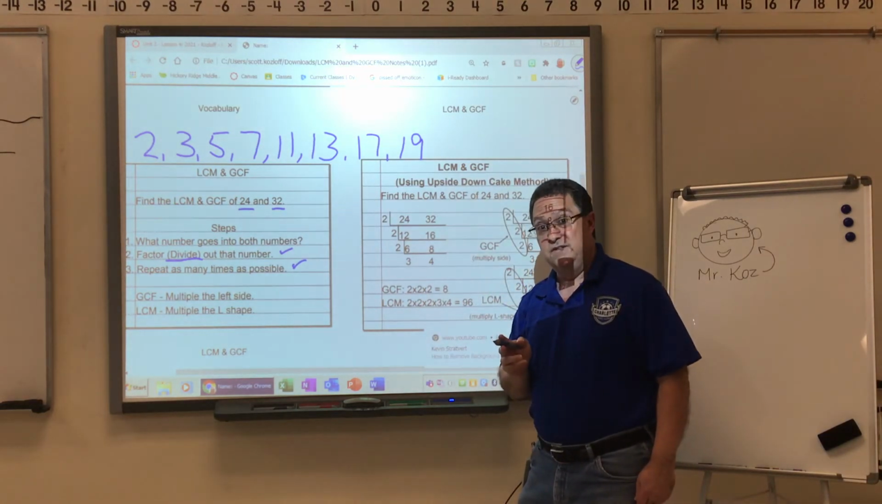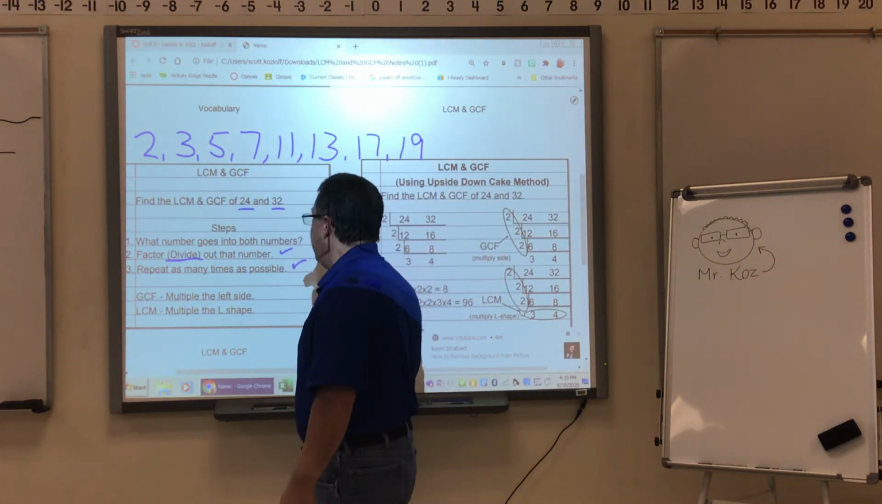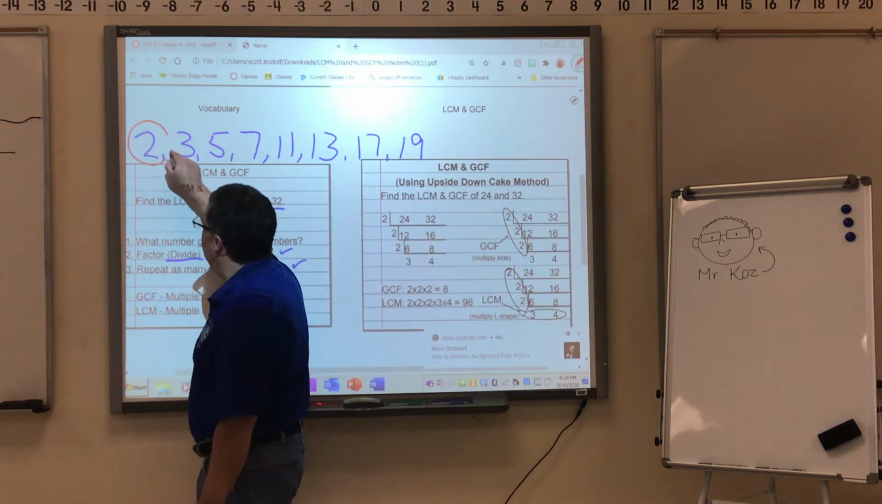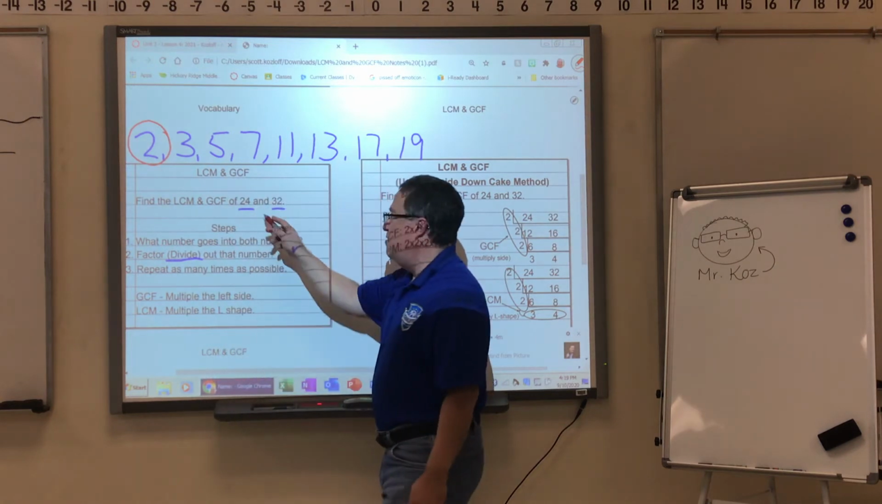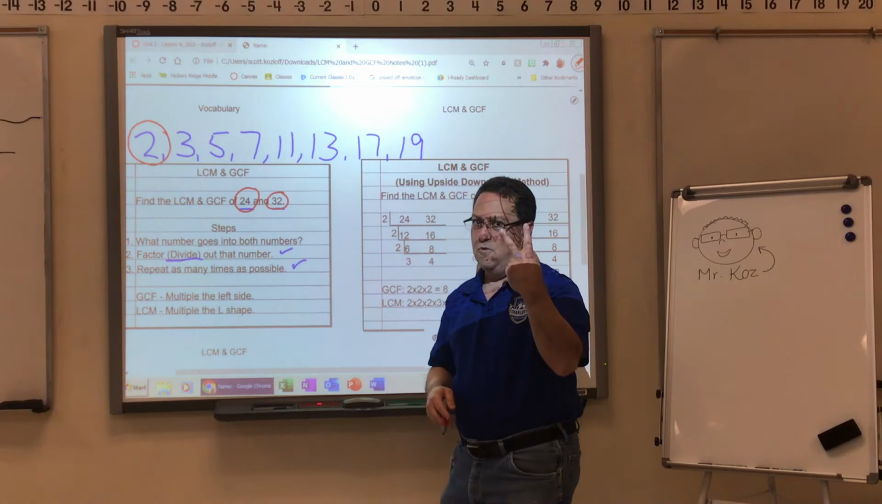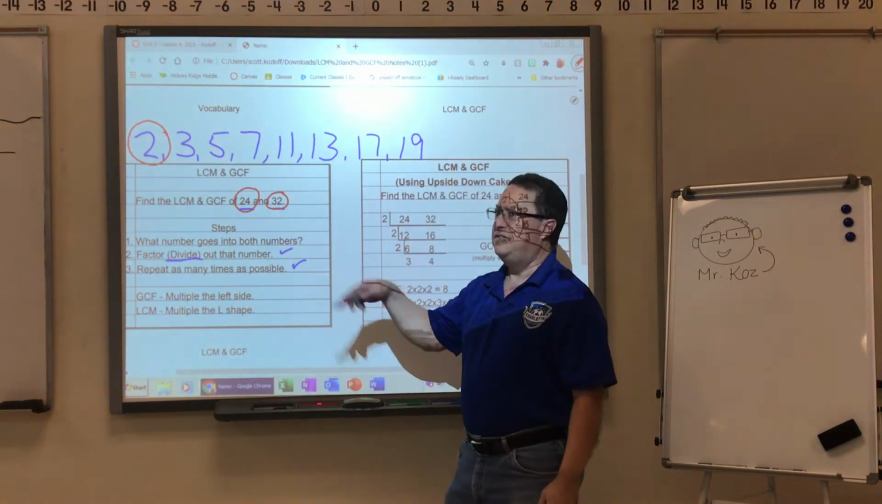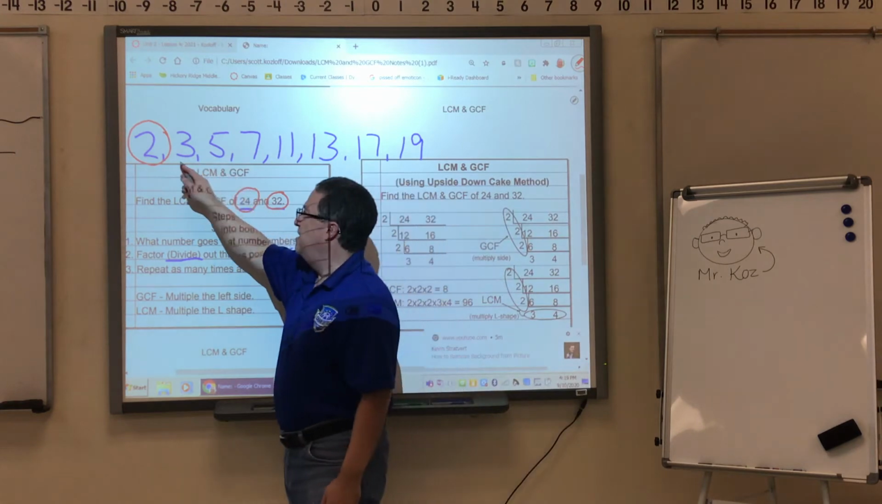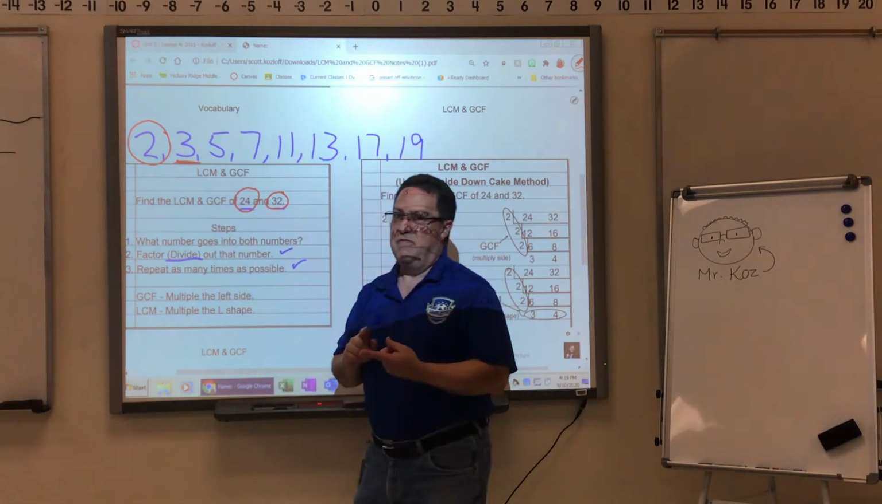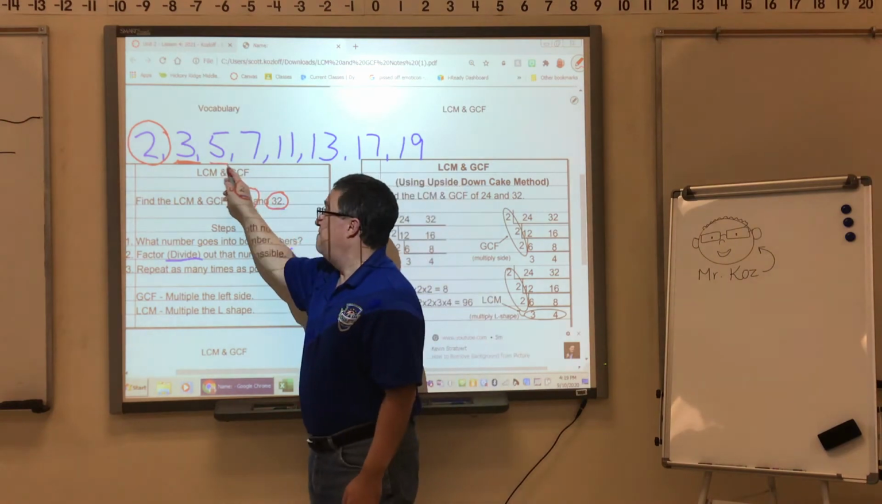So in other words, I'm going to start with the smallest prime number every time. Okay? If both of these are even numbers, I'm going to factor out a 2 as many times as I can. And if the 2 stops working, then I'm going to go to a 3. And if a 3 stops working, or never did, then I'm going to go to a 5.